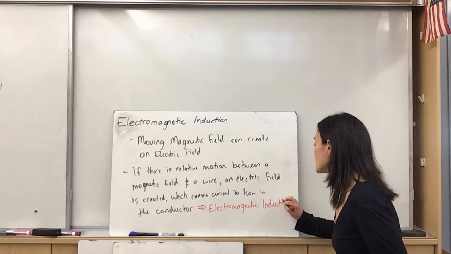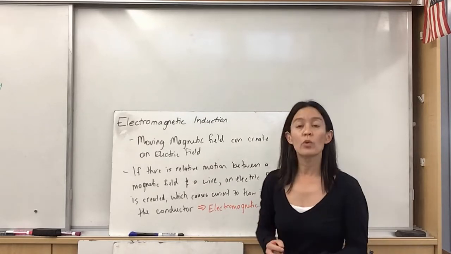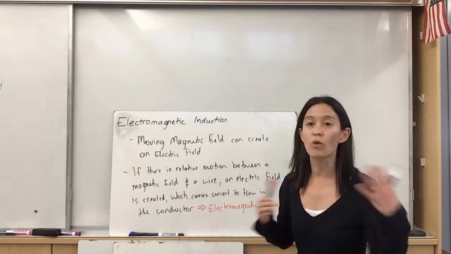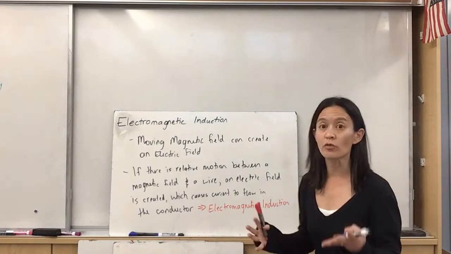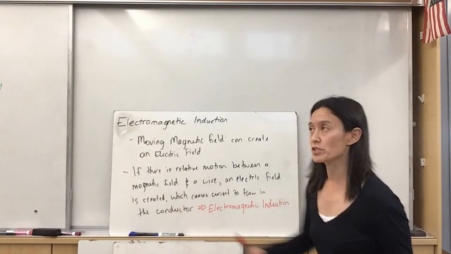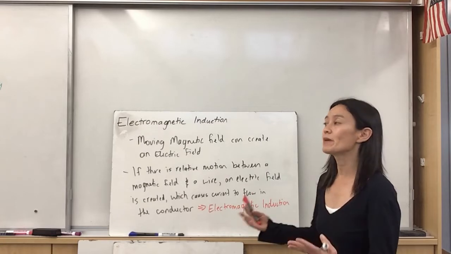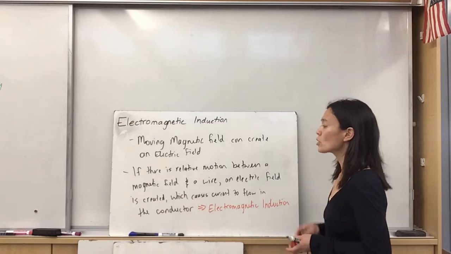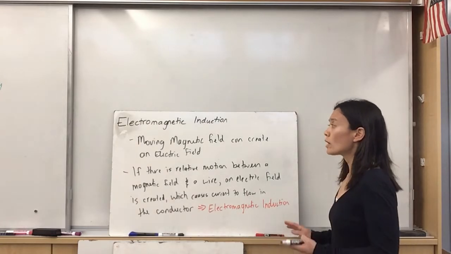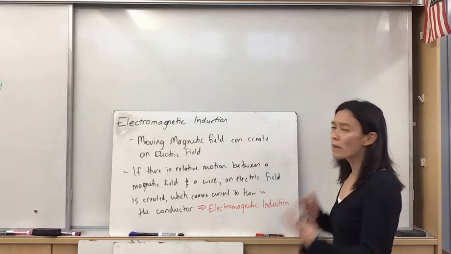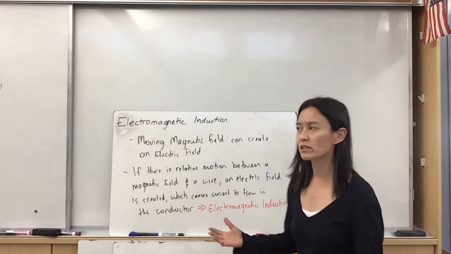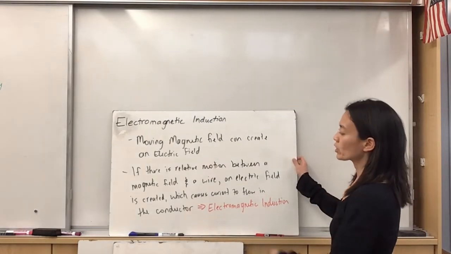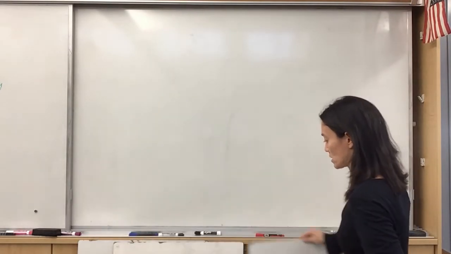This is causing electrons to move without there necessarily being a voltage, like a chemical voltage, causing that electric field. This is a different way of creating an electric field to make electrons move. So to understand the nuances of how much the electrons move, how big that electric field is, we need to understand a quantity called magnetic flux.